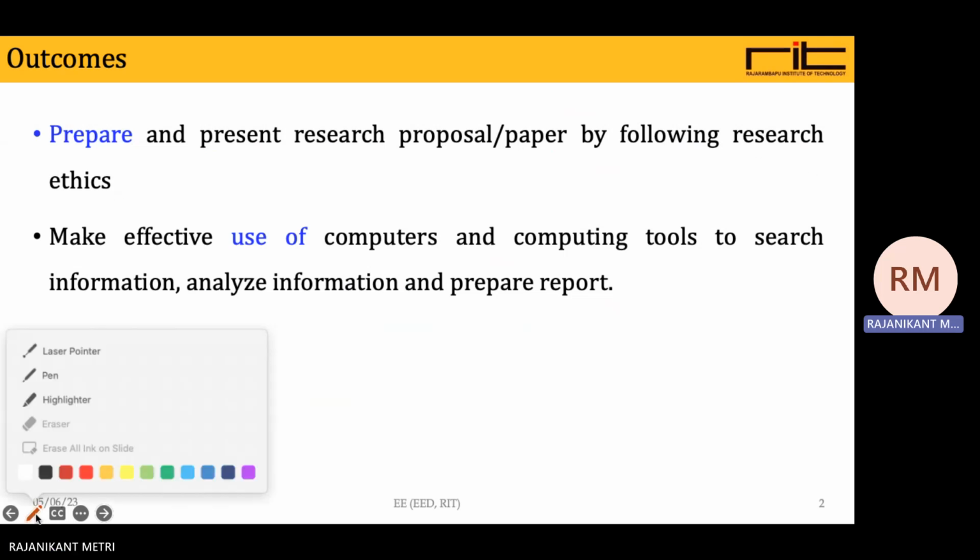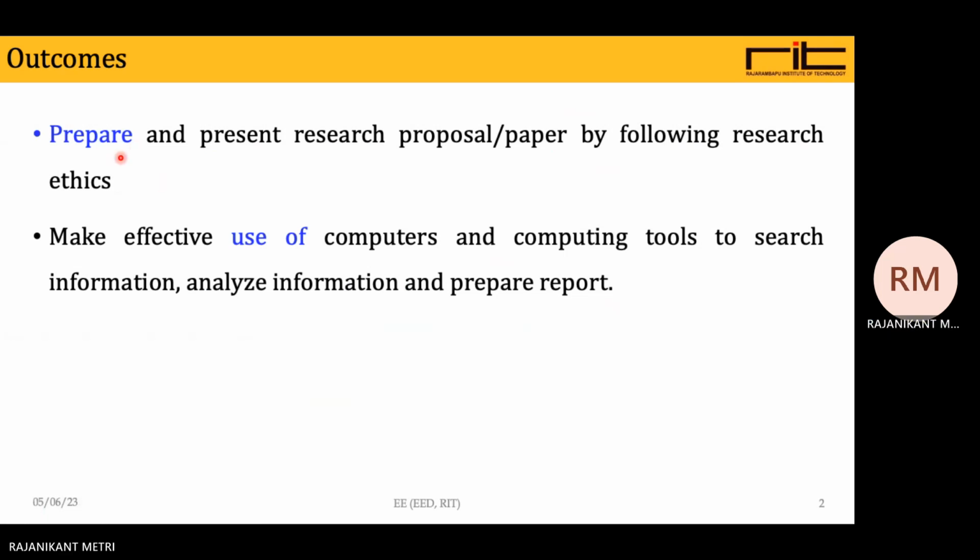So this is the first outcome, that is preparation of the article manuscript for any conference or journal. And second one is prepare and present the research proposal with research ethics. We already discussed about ethics in the research and related to plagiarism. So this is our first outcome of this session.